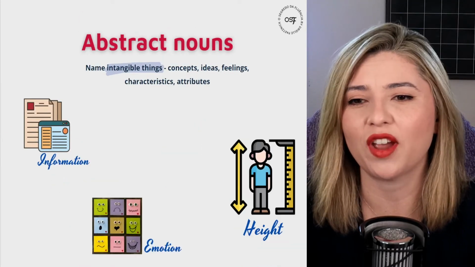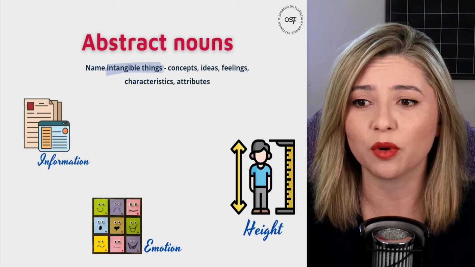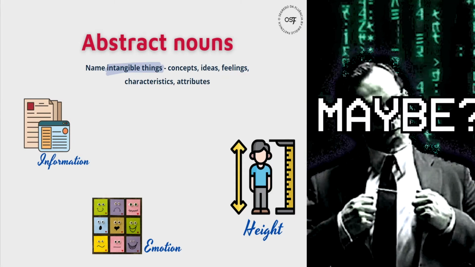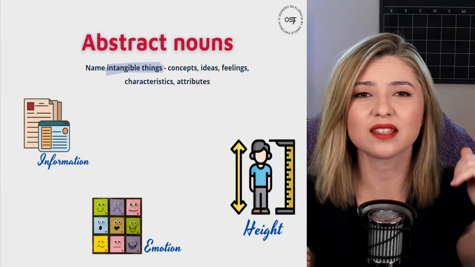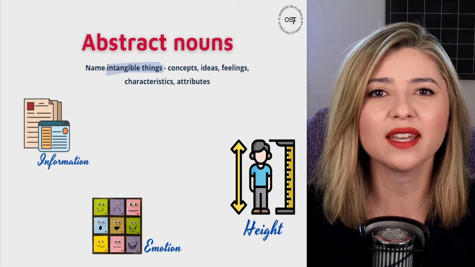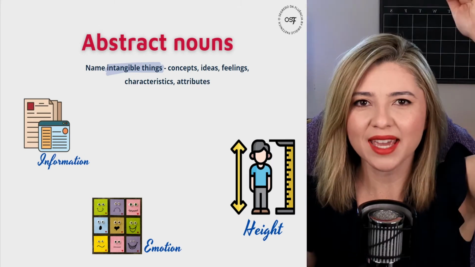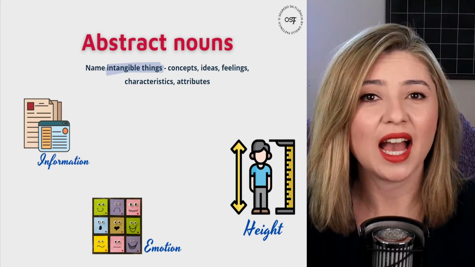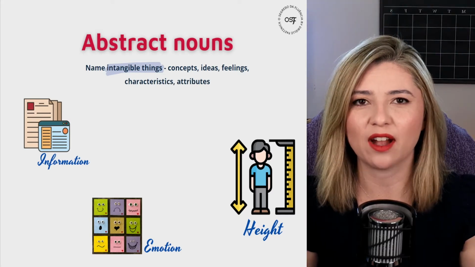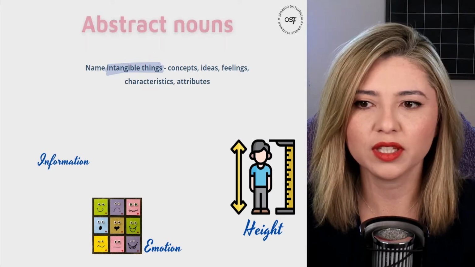We also have abstract nouns, things that you cannot touch. They are intangible, such as information. Can you touch information? No. Can you touch height? Height, for example, I'm tall, so that is my height. What is your height? Oh, I'm 5'7". So height, I cannot touch height. I cannot touch emotion. Those are abstract nouns, things that you cannot really touch. A feeling you cannot touch.